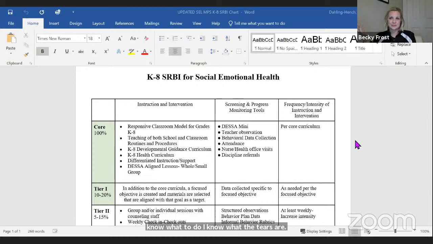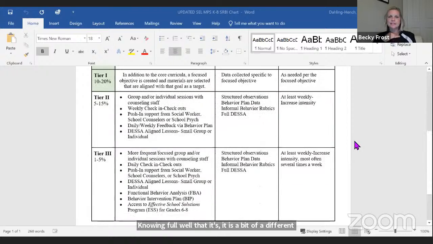But now that we're going to be universally screening for social emotional learning and social emotional health, what do those tiers look like? So we tried to mirror the academic tiers as much as possible, knowing full well that it is a bit of a different beast and it's not going to fit quite as neatly in the same box, but really outlining for teachers, what do all students get at the tier 1 level? What will we do for students that flag on the DESA? And what tier 2 and tier 3 supports can we give them?